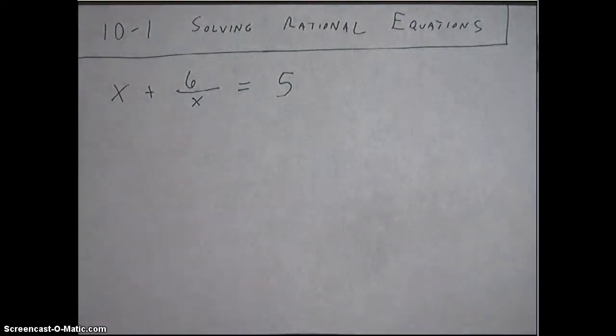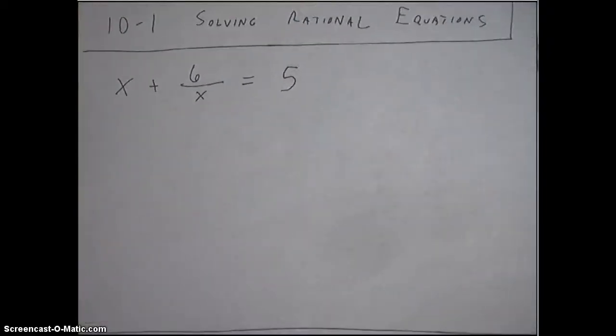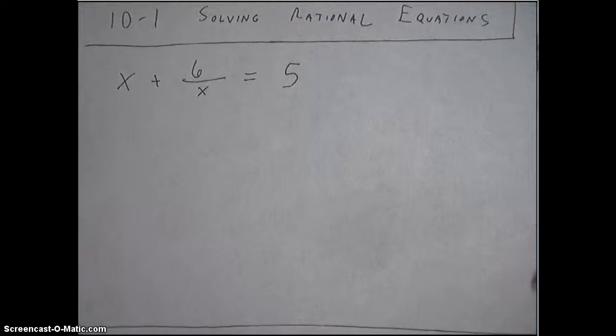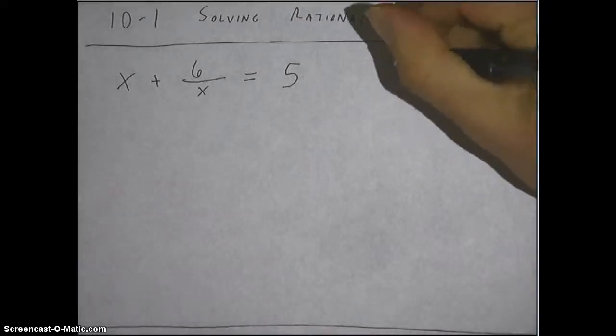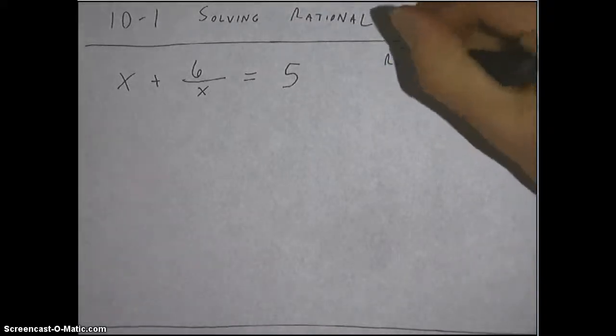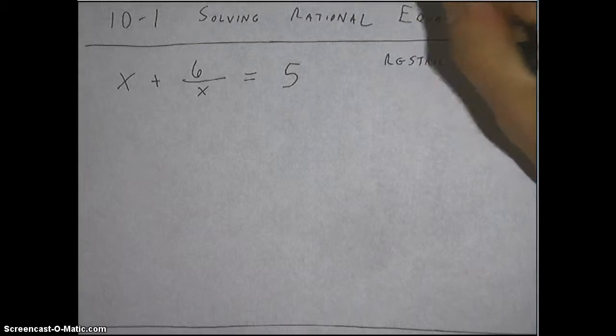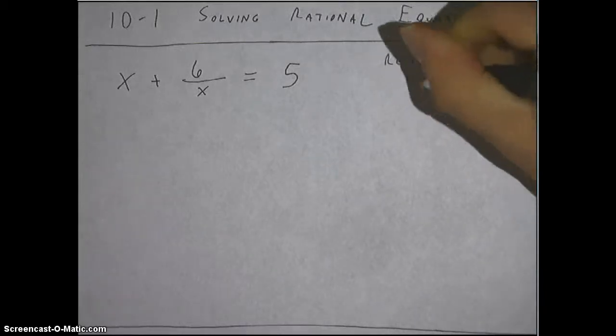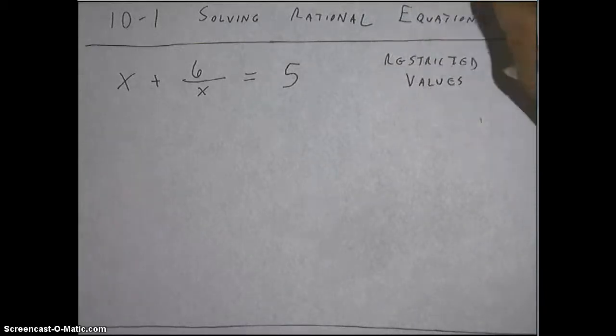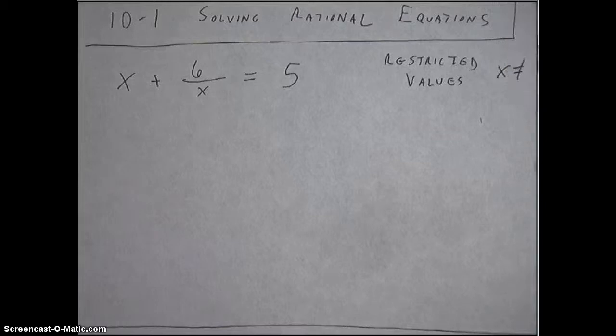Today I want to briefly talk to you about solving rational equations, getting the x by itself in these equations. And the first thing you want to do when you're solving any of these problems is start by listing the restricted values, telling me what x can never equal, what's excluded from the domain.